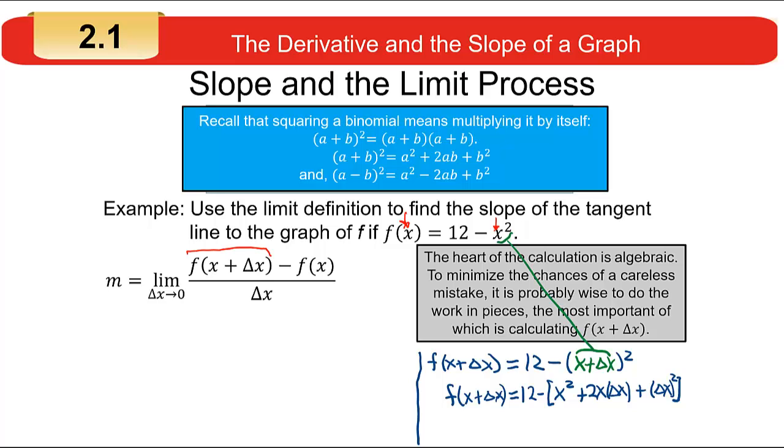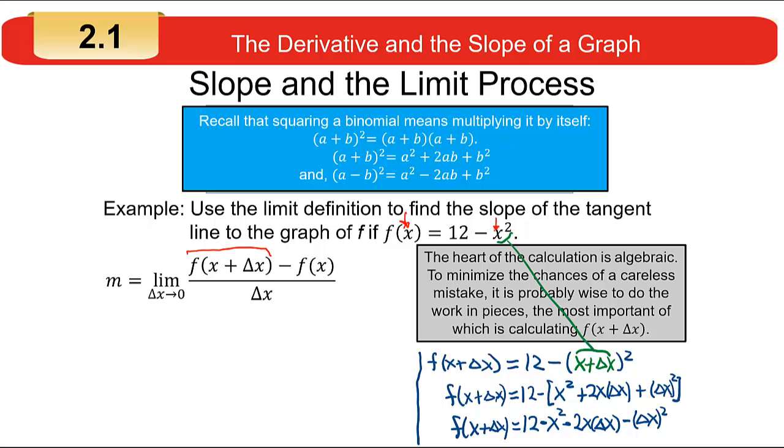Now you have to distribute the minus sign. Be very careful about writing this out and using your parentheses and brackets so that you can do this without making careless mistakes. Now you have to distribute that minus sign. So the x squared becomes minus x squared, the 2x delta x becomes minus 2x delta x, and the delta x quantity squared becomes minus delta x quantity squared. And now you have f of x plus delta x, and now you can put it back into the original formula on the left column.